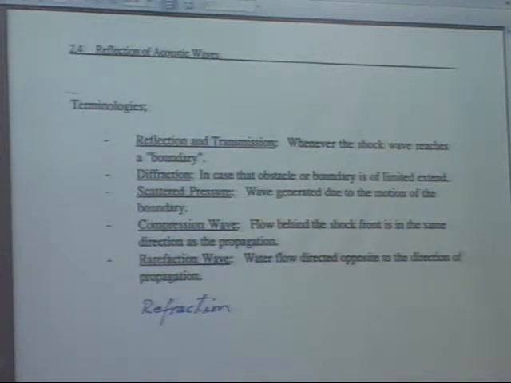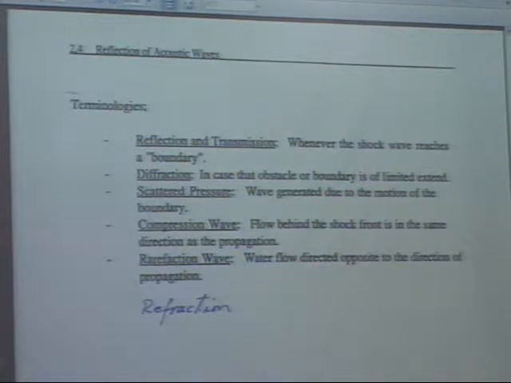Reflection, transmission wave. Whenever the shock wave hits some boundary, it is reflected or it can transmit into it, goes into it, penetrates. Sometimes this is called refraction. Refraction is the same as transmission. And diffraction is a little bit different, in the case that the obstacle or boundary is of limited extent.